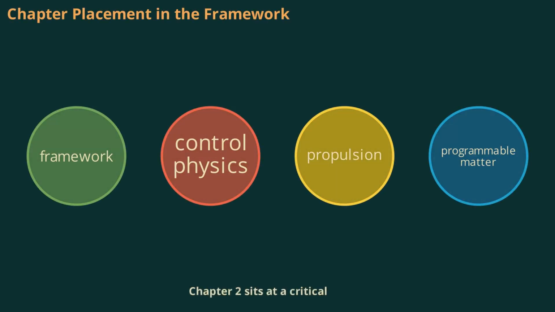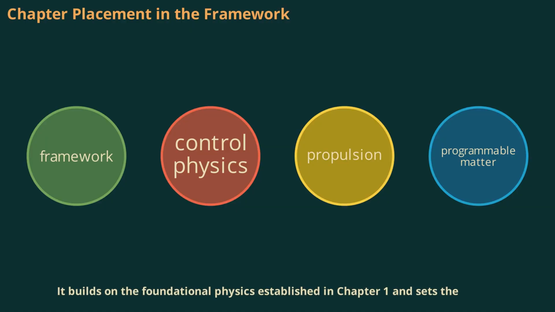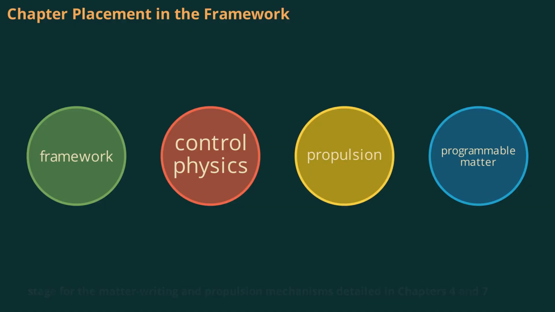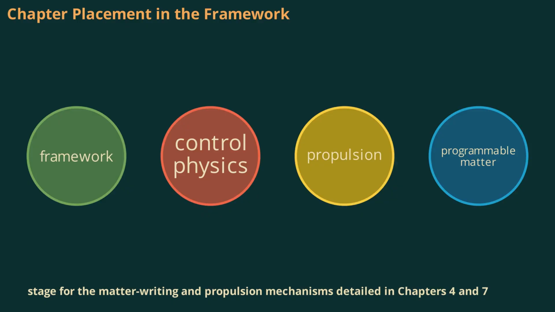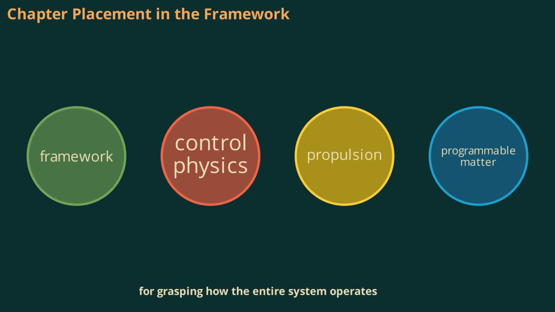Chapter 2 sits at a critical juncture in the Hartman Polaritonic Matter framework. It builds on the foundational physics established in Chapter 1 and sets the stage for the matter writing and propulsion mechanisms detailed in Chapters 4 and 7. Understanding the control physics here is essential for grasping how the entire system operates, from programmable matter to advanced propulsion.